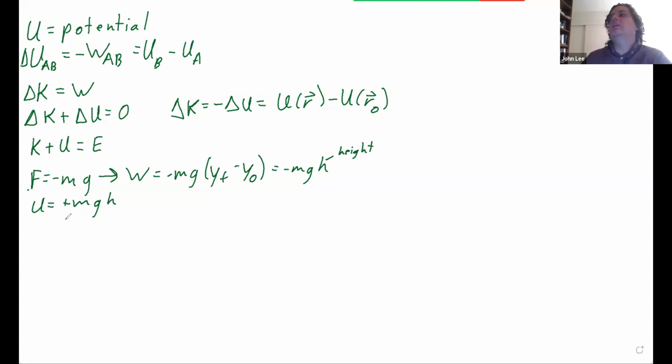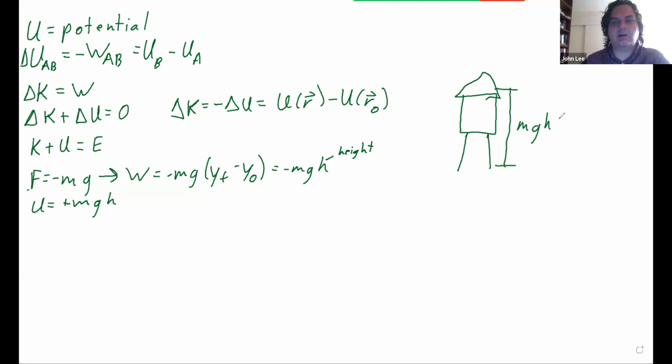If we're talking about that constant force mg, then the potential energy at any given point, like on a water tower, is going to be mgh taller than the potential energy at the bottom point. So U equals 0 at the bottom, and then U equals mgh at the top.